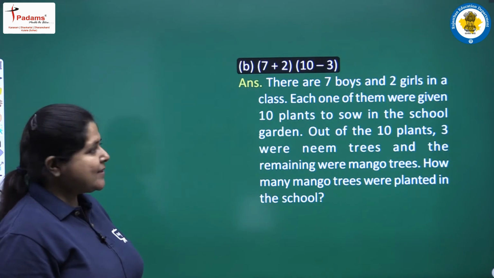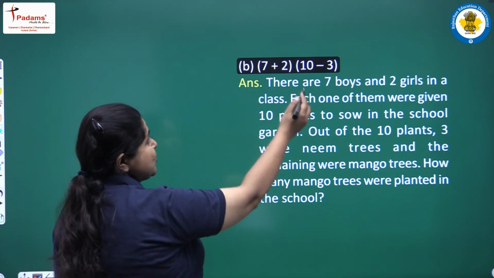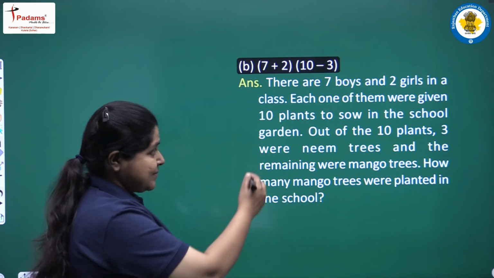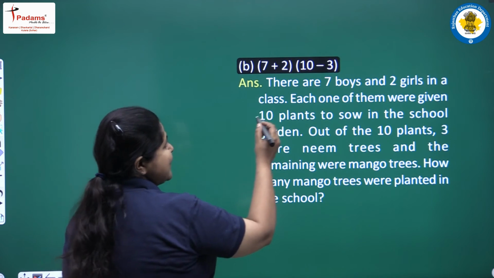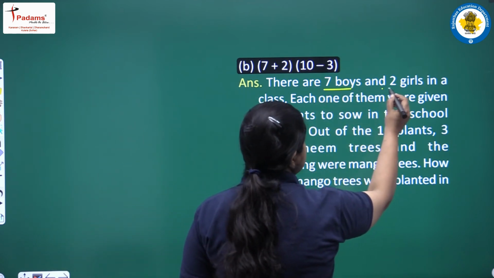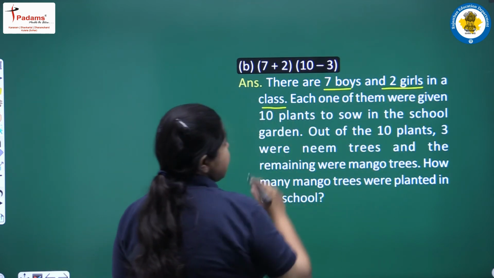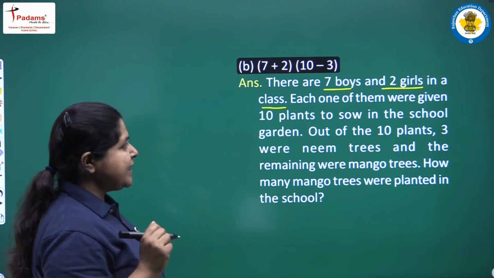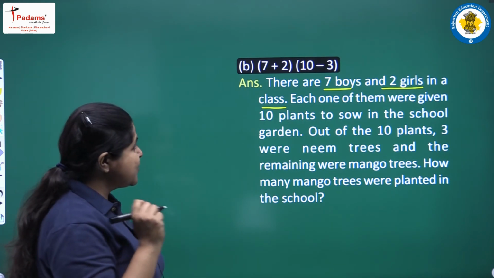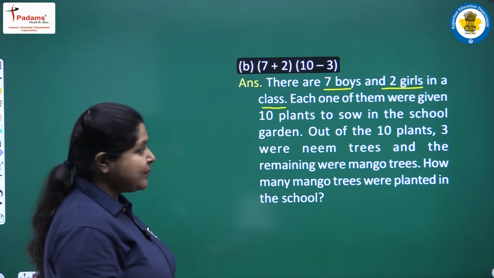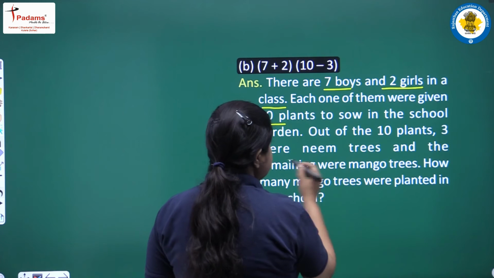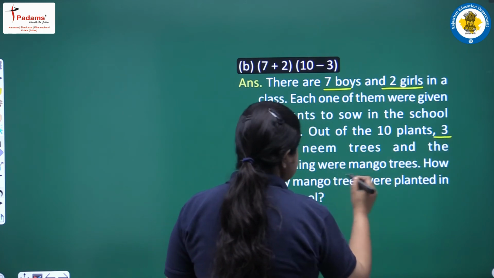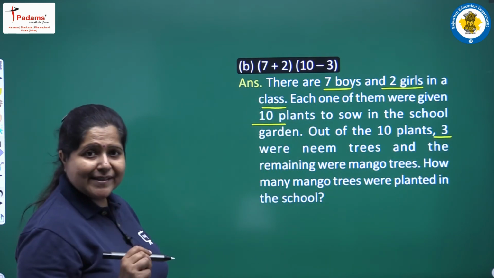We have one more question. (7 plus 2) into (10 minus 3). This is my own question. You will have to write your own. Okay. There are 7 boys and 2 girls in a class. Each one of them was given 10 plants to sow in the school garden. Out of the 10 plants, 3 were neem trees and the remaining were mango trees.